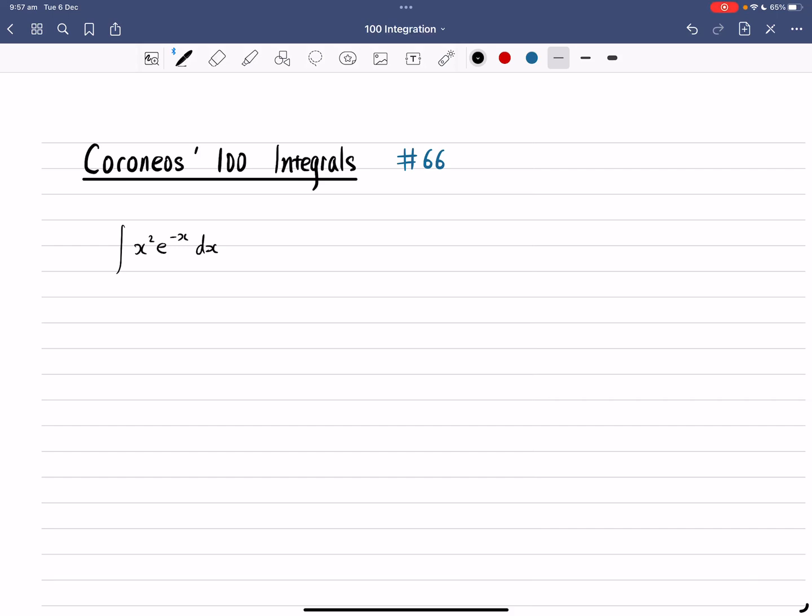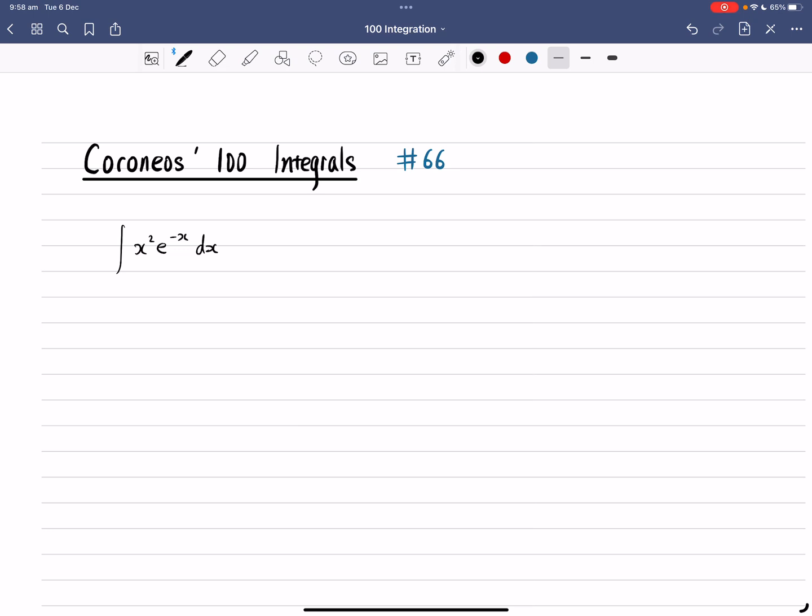Okay, Coroneos 100 integrals, number 66. So this question here, we need to integrate x squared times e to the power of minus x. This question is a product between a polynomial type of function and an exponential function. So whenever you see this kind of question, your first reaction is thinking about integration by parts, okay? Because that integral is just a product of two functions.